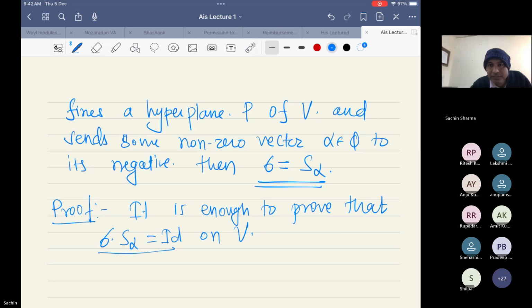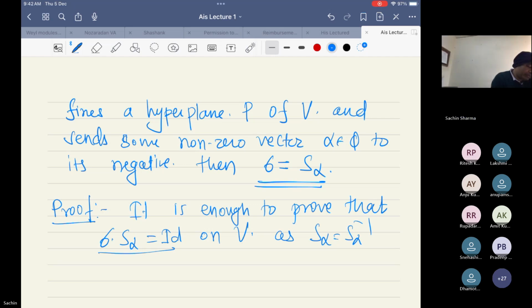Yes, reflection is its own inverse, because reflection is of order 2, right? Isn't it? As S alpha is S alpha inverse. Okay. Right.